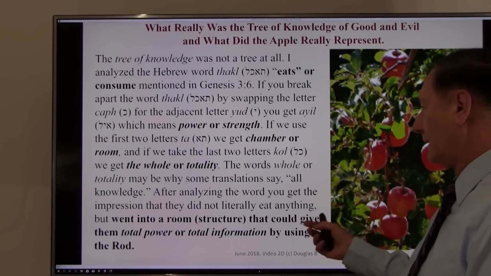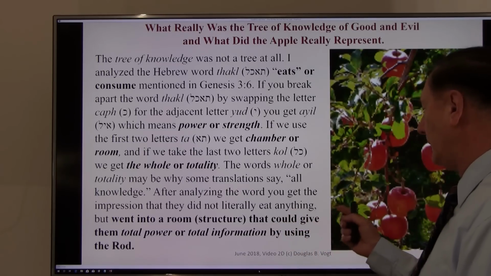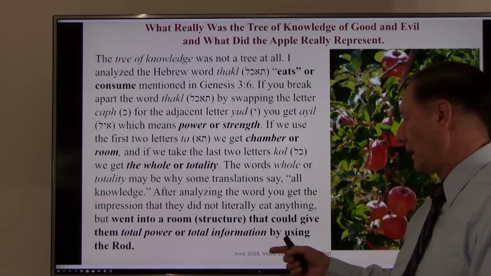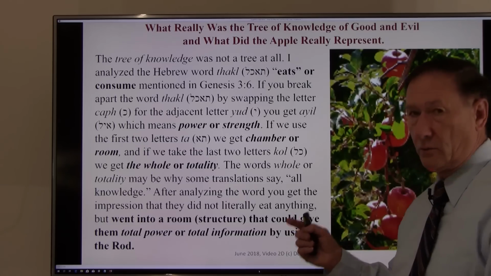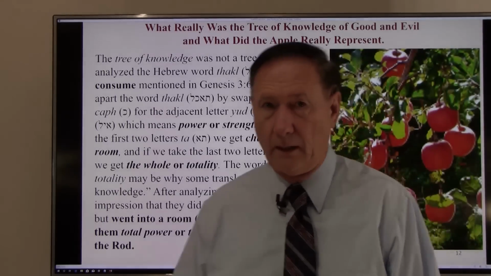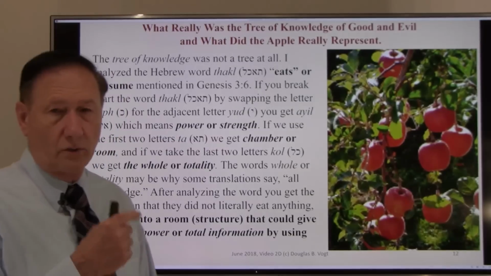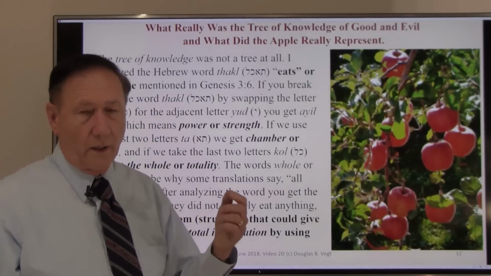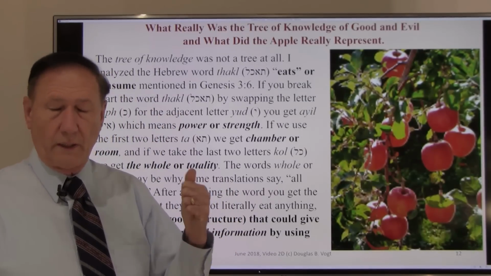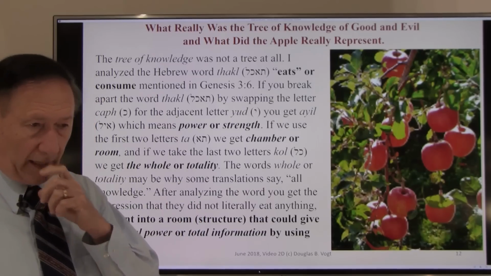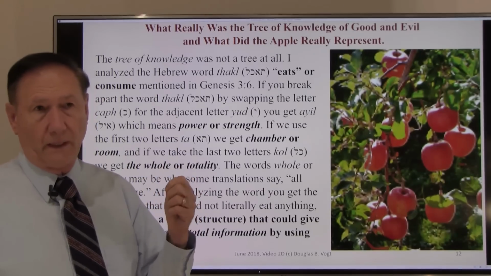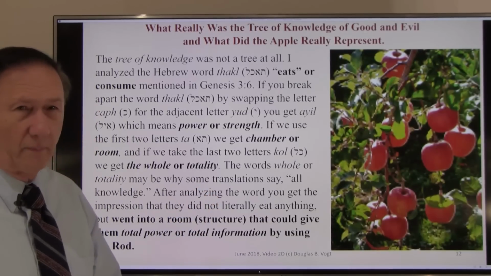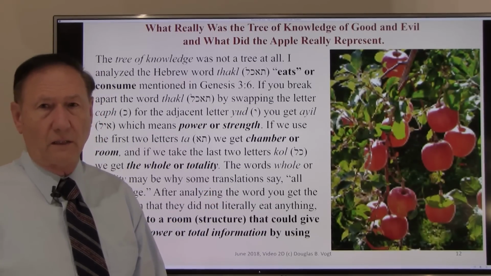After analysis, we get the impression that they did not really eat anything, but they went into a room, a structure, that could give them total power or total information by using the rod. And that's the key part. That's really the hidden story that's going on here. Now, the reason why I was able to swap letters, it's one of the 10 codes that Moses used when he was writing the surface story of the Torah. And I cover that in the book and the video that'll be Moses and the 10 code systems. A few rabbis know of that particular code, the adjacent letter swaps.